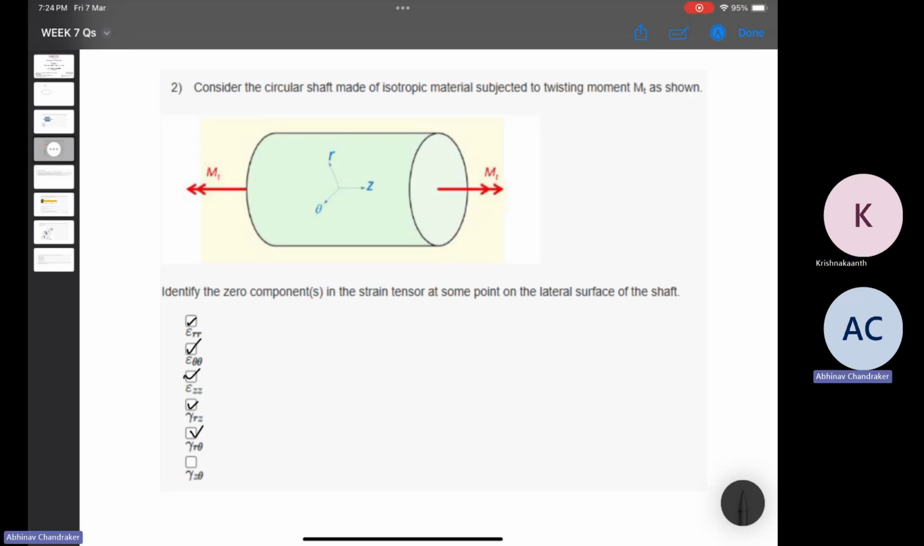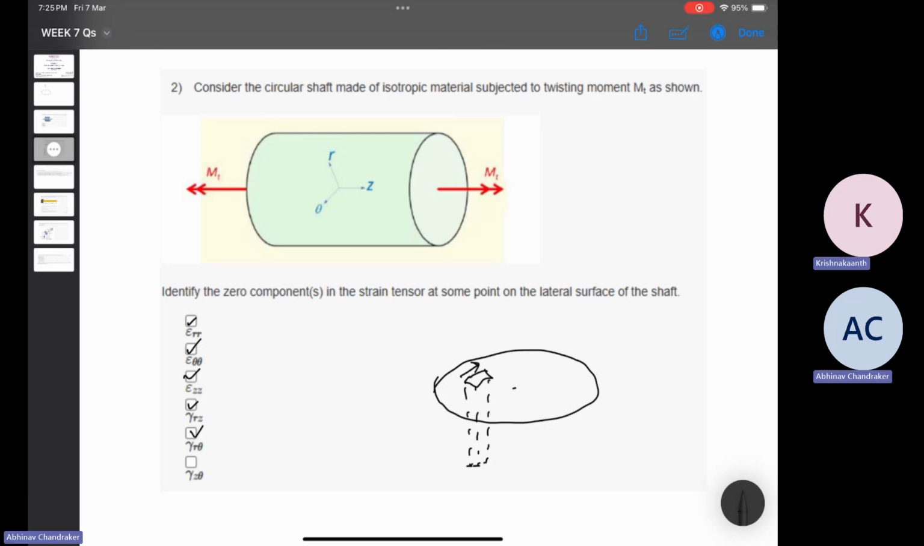No, I did not get it. Why should you have strain on RZ? You're saying you'll have strain on RZ if you use the RZ coordinate system. Yes. But there should not be any strain, because if you took a small element here, then what you'll see is that this got sheared in this direction, right?